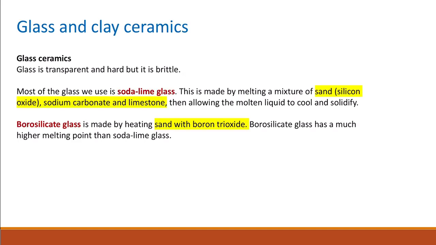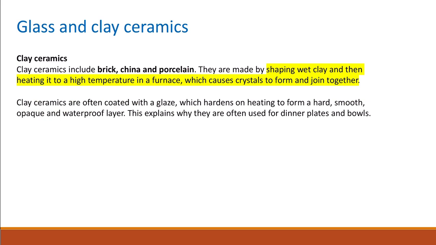Glass ceramics. So glass is transparent and hard, but it's brittle. What you need to know are the two different types of glass. So we have soda-lime glass, which is made by melting a mixture of sand, sodium carbonate, and limestone. The other type is borosilicate glass, which is made by heating sand with boron trioxide.